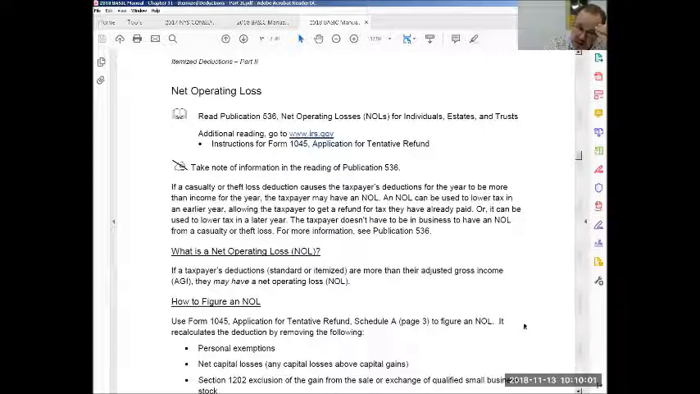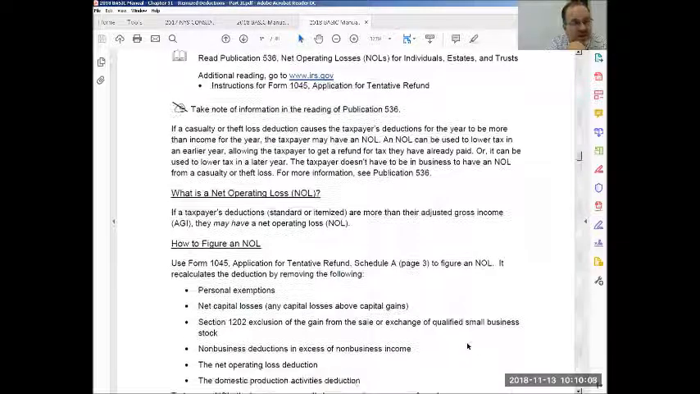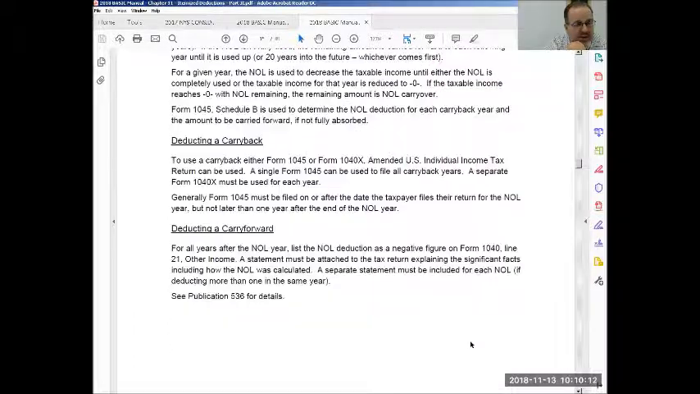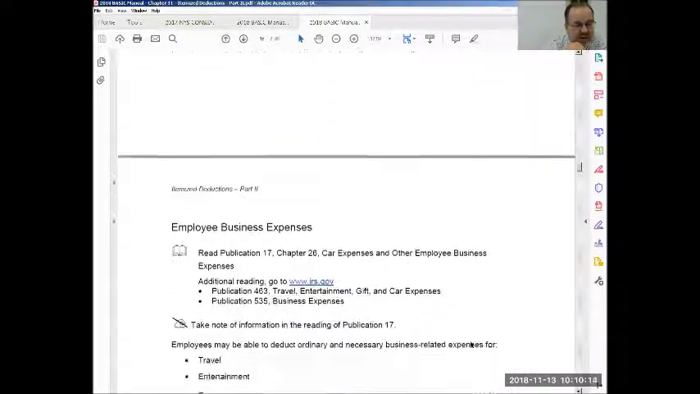We're just going to skip this one because it gets a little involved with the net operating losses. You're not going to see many of those, so we're not going to worry about the net operating loss. It's a good reference in there. Okay.